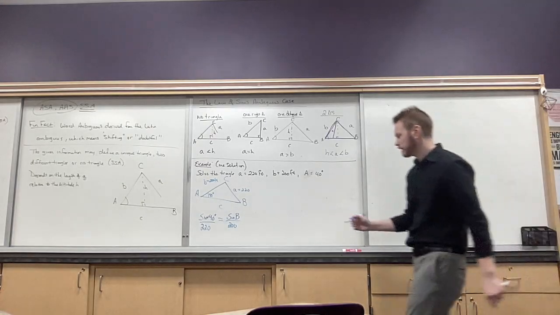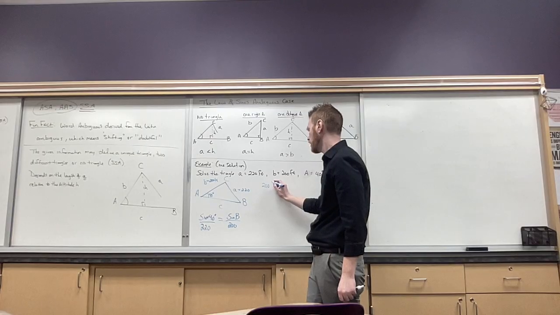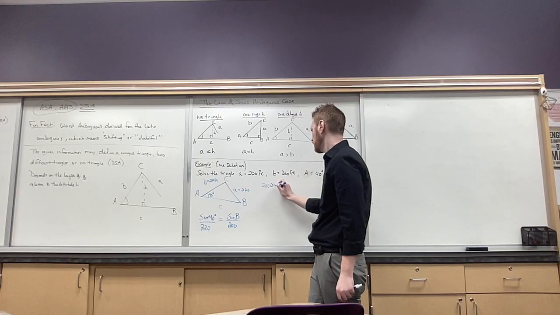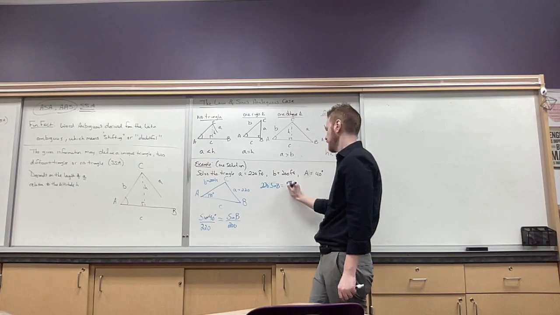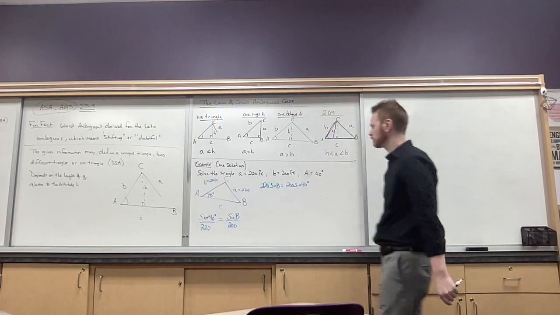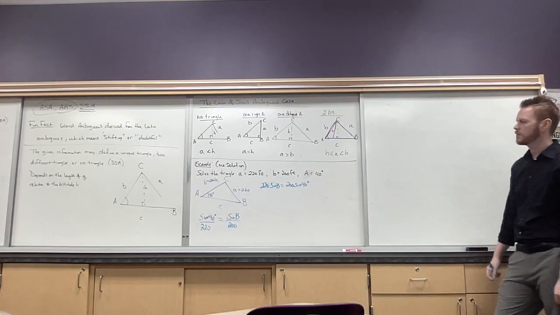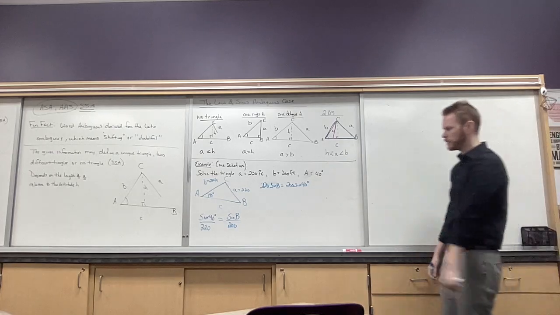Okay, cross multiplying here. I'll put it up on this part of the board. I like to do it this way. Let's do 220 sine of B equals 200 sine of 40 degrees. Now to get sine of B by itself, I'll divide by 220.